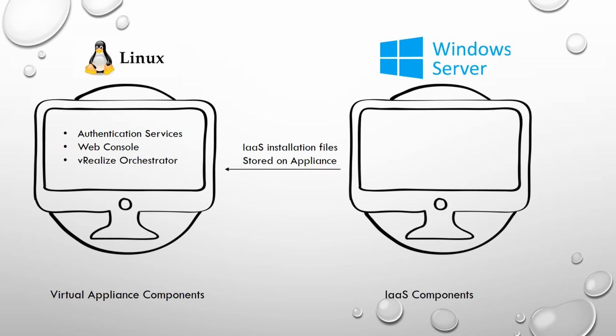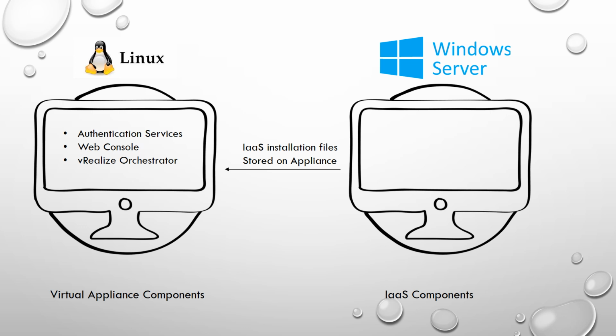First of all, the whole vRA infrastructure can be divided into two parts, which are the vRealize Automation appliance components and the infrastructure as a service components. The vRealize Automation appliance is a pre-configured Linux virtual appliance. It is delivered in an Open Virtualization Format, or as you can call it, the OVF format, which you deploy on existing virtualized infrastructure, such as vSphere. It hosts the web console, the authentication services, as well as the vRealize Orchestrator.